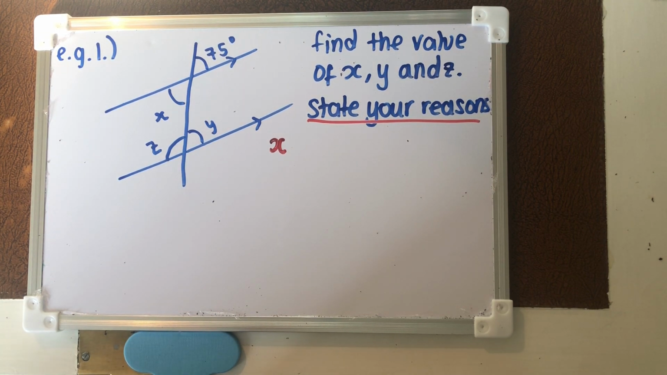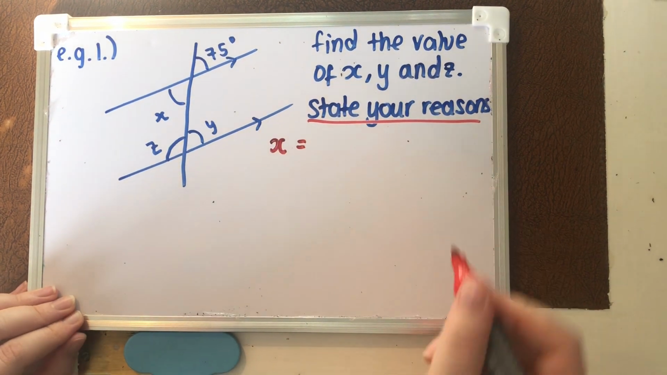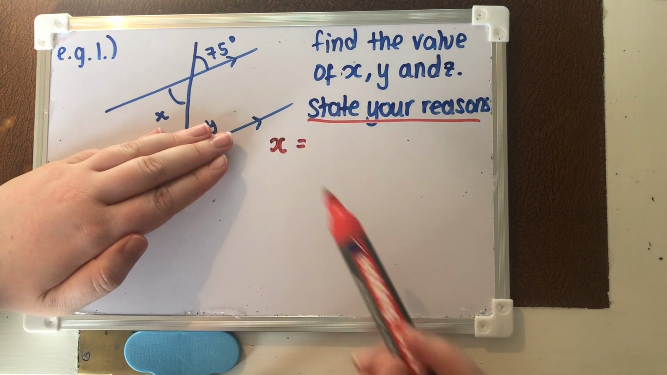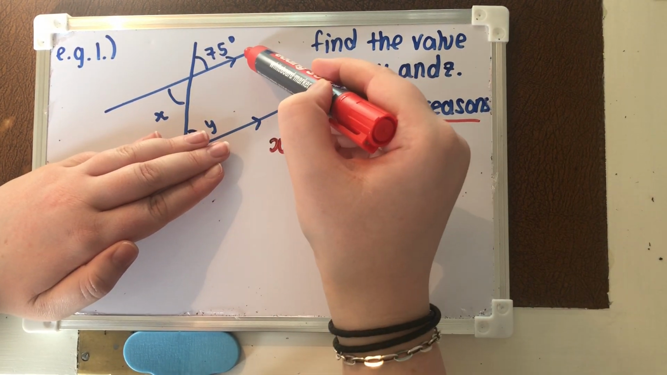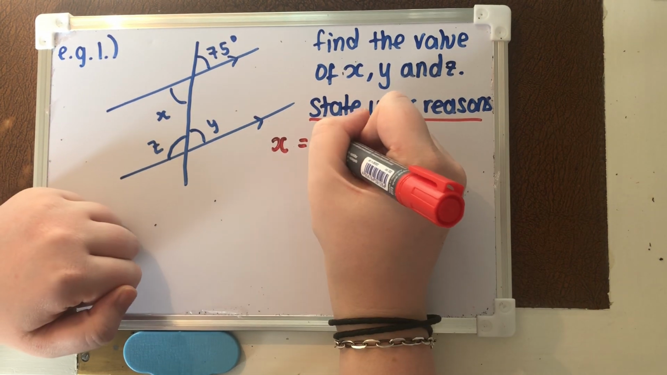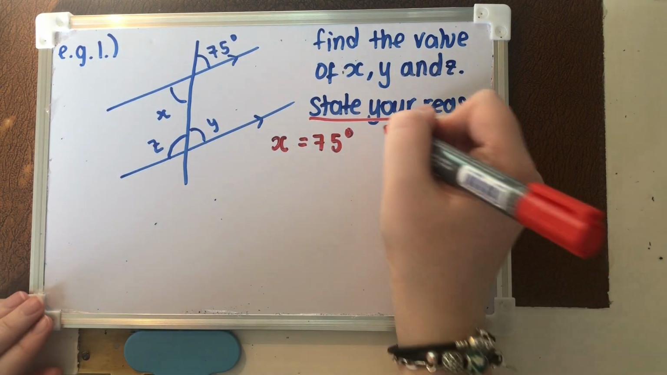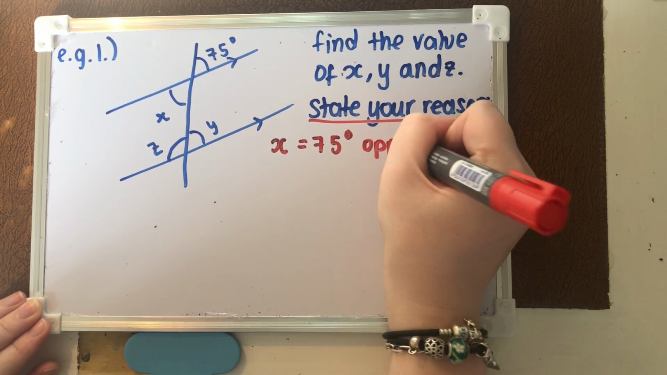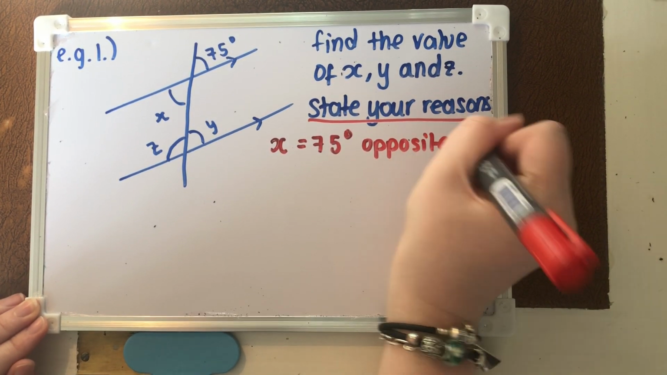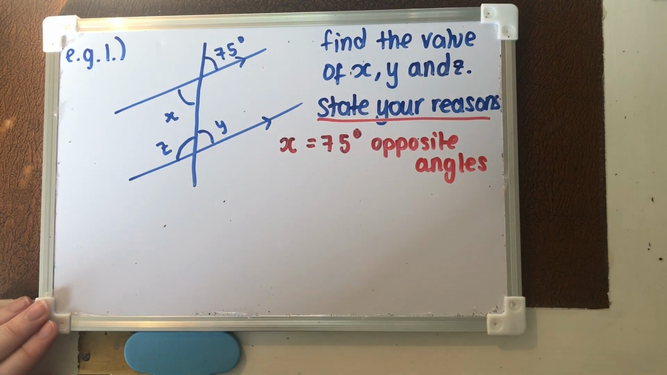So we're going to start with X first. So X, if you look, ignoring all this bit, we've got the crossover and the angles are opposite each other. So that means that X is going to be 75. Okay, and the reason why is because it's opposite angles. Okay, so that's using rule number 1 that we did on the other side.